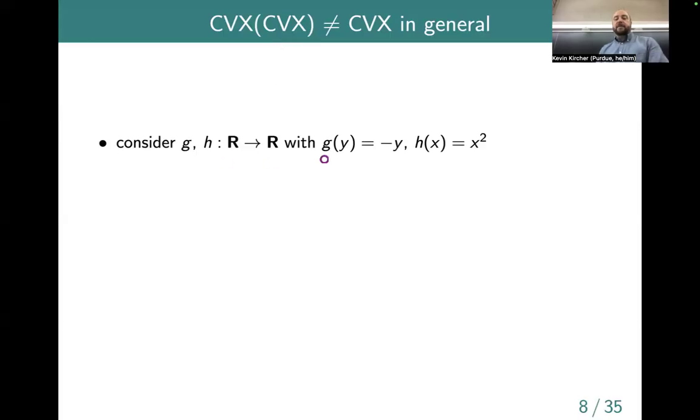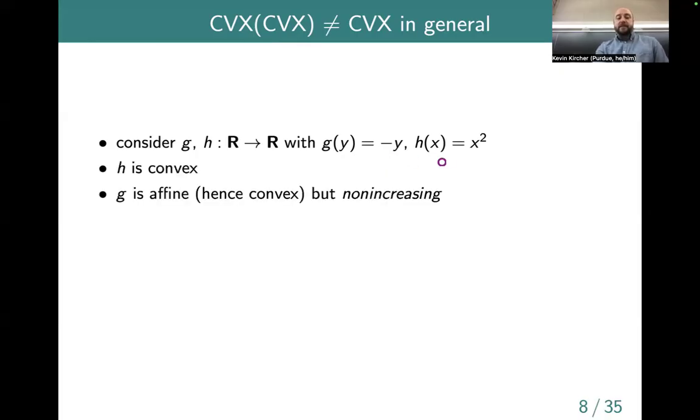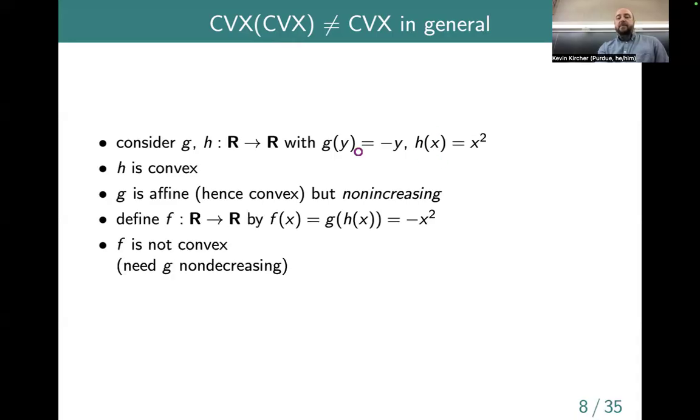Suppose that g of y is negative y, and h of x is equal to x squared. So both of these are convex functions, right? Because this one is linear, hence affine, hence both convex and concave. And this one over here is a convex function. But if we take h and plug it into g and make the composition g of h of x, call that thing a new function f of x. Well, that's negative x squared, and that looks like a hill, right? So that is a concave function.